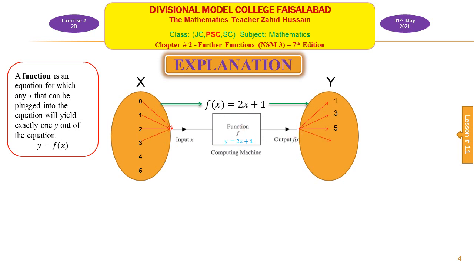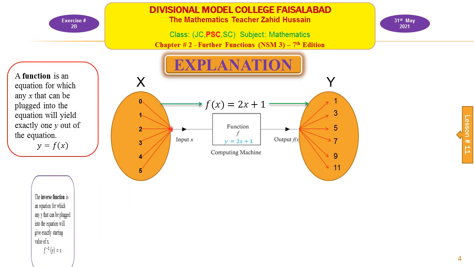out of it 7, and if we put 4 we get 9, and for 5 we will get 11. Now this is the relation in which when we put these values of x, for every value of x we get one and only one value of y. So there is another relation which brings back these values of y to the corresponding values of x.